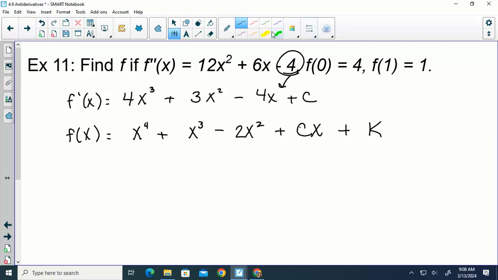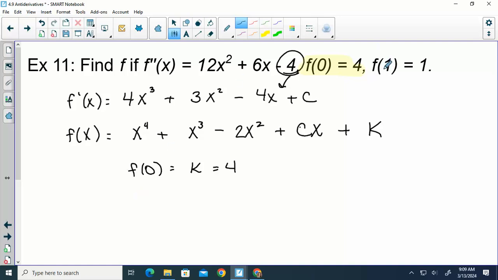So now we use this other information. F of 0 equals 4. That means in the original function, if x is 0, the whole thing equals 4. If you put zeros in for all of your x's, we get 0 plus 0 minus 0 plus 0 plus k, and that is 4. So we know that our k value is 4 now.